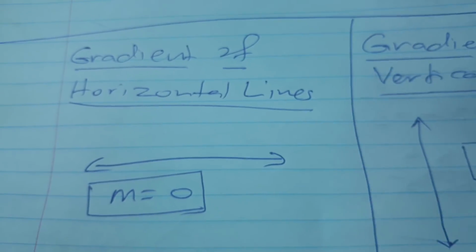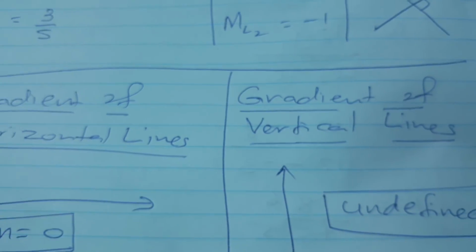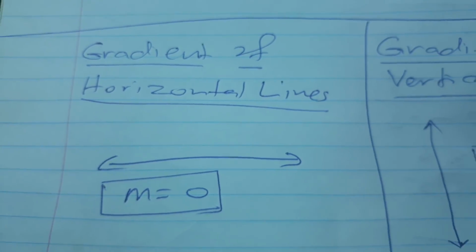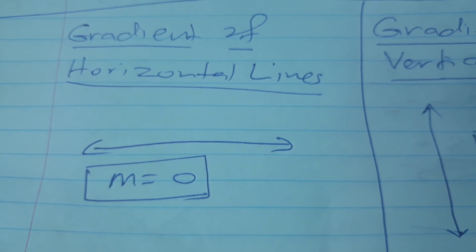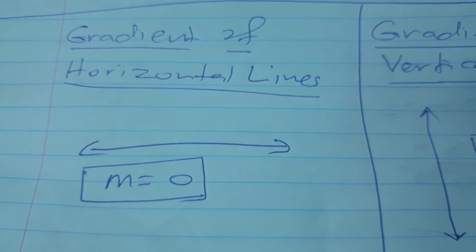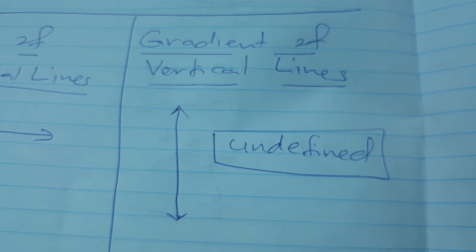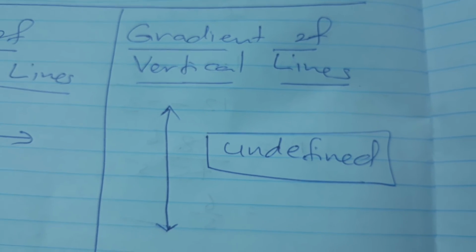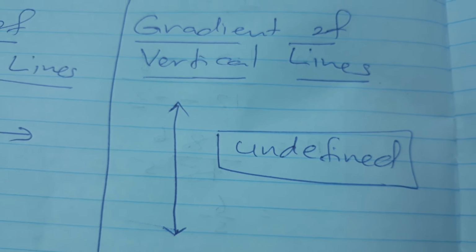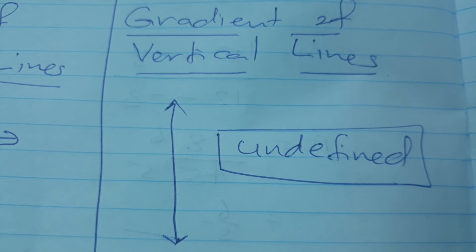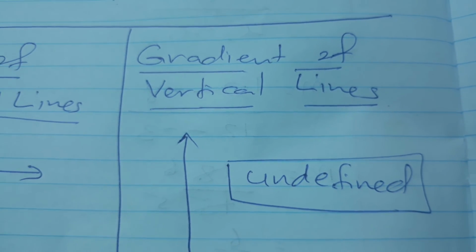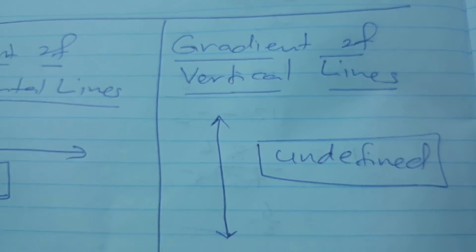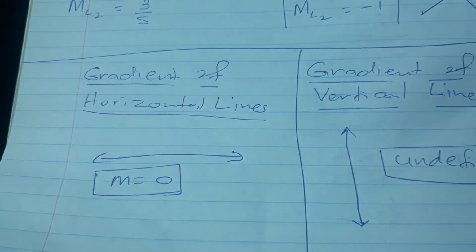Okay, now another two situations where we have to pay attention: gradient of horizontal line and gradient of vertical lines. Gradients of horizontal lines will always have the gradient of 0. The gradient of any horizontal line will be 0. And gradient of vertical lines is undefined. We cannot find it, when if you are going to be using any formula or anything, it will end up as an error. So the gradient of vertical lines is undefined, and gradient of horizontal lines will be 0.